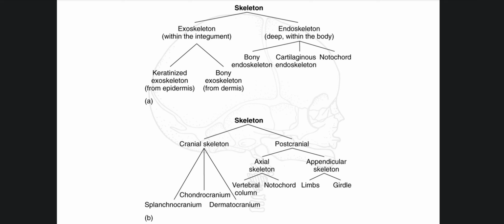So bony skeleton is present inside, that is in the dermis. Some skeletal structures like hair, some scales which also originate from the dermis region, even our teeth, are also part and parcel of the exoskeleton.